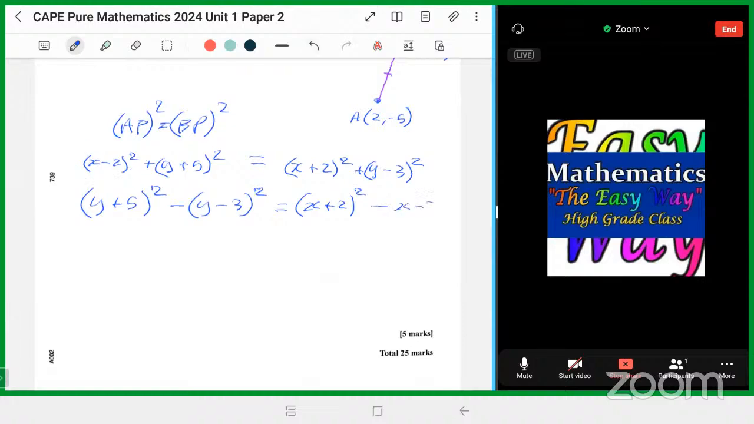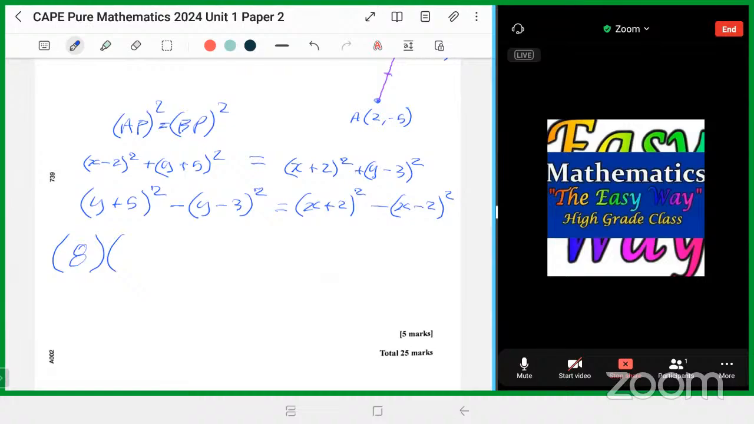X minus 2 squared. Now this is the difference of 2 squares, so it becomes this minus that. Watch now. This term in here minus this term in here first. So it's y minus y, gone. 5 minus a negative 3 gives me 5 plus 3, which is 8. That's in the first bracket.